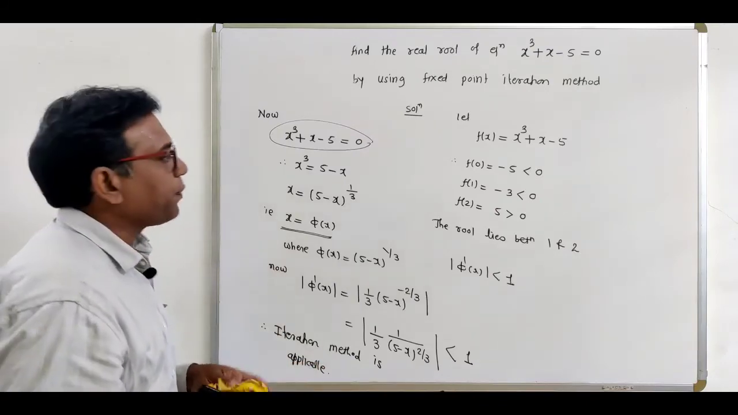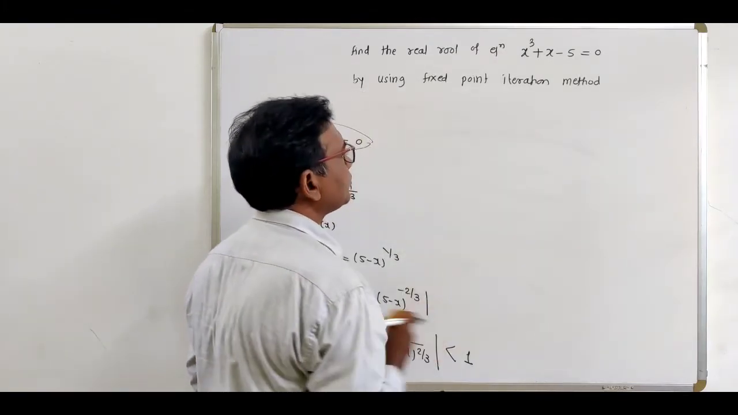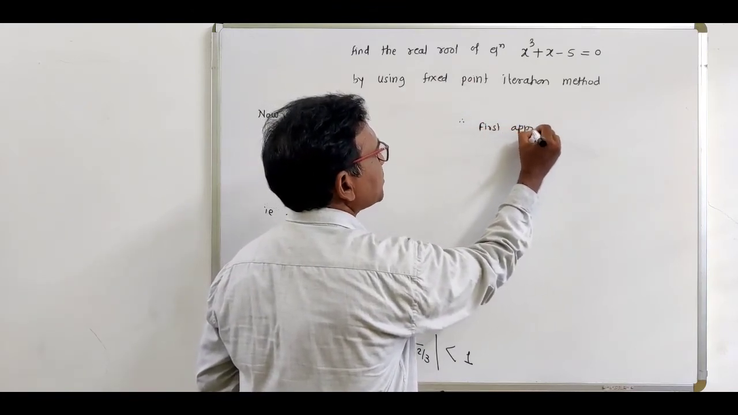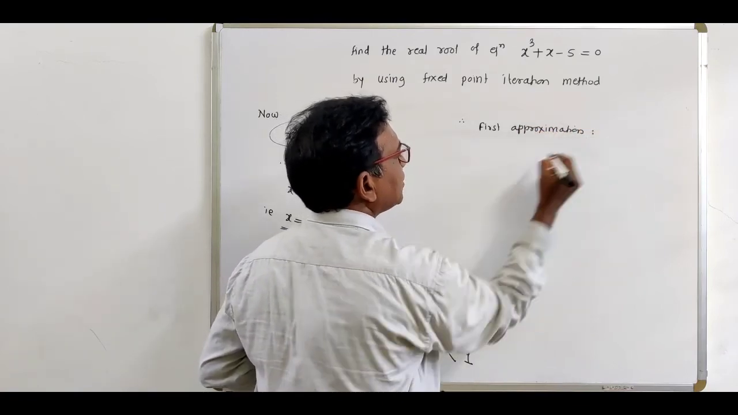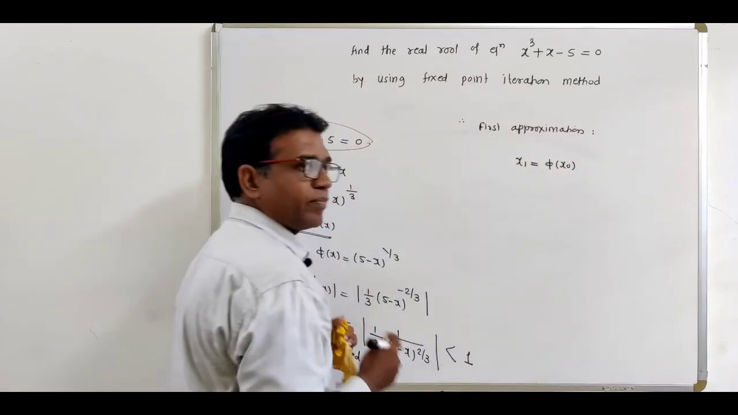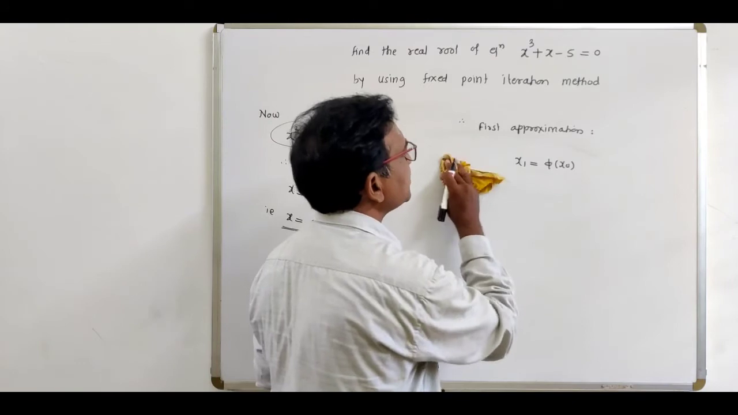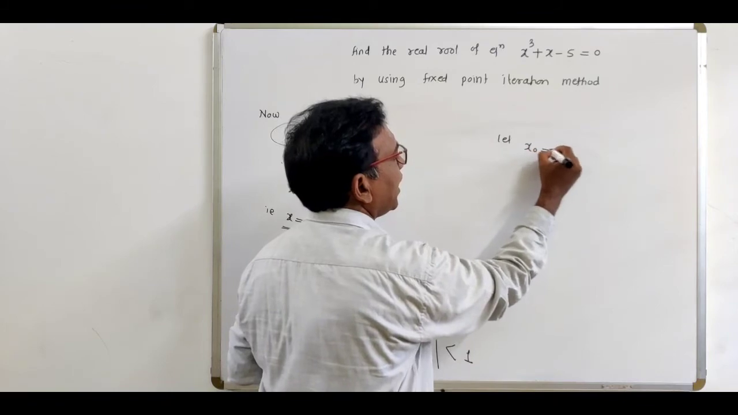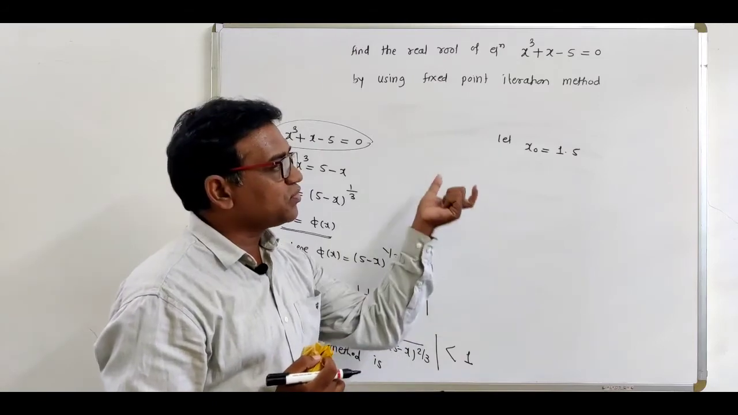So write down the first approximate root. Therefore, the first approximation is given by the formula x1 is equal to phi of x0. So first of all, take the initial approximation x0. So write down the initial approximation first of all. Let x0 be the initial approximation. We can take it in between 1 and 2. So let us choose 1.5.